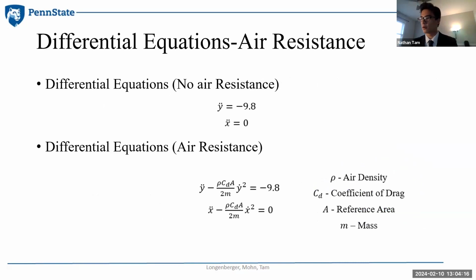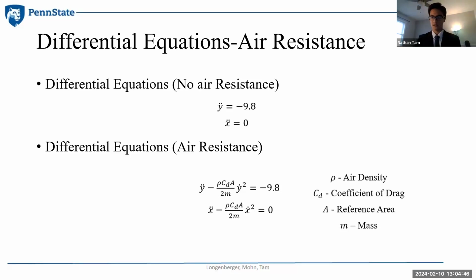So before we dive into the differential equations themselves, we need to address the idea of air resistance. Shown here, we have the general ordinary differential equations of kinematic motions without air resistance, the acceleration in the y direction being the acceleration of gravity, and no acceleration in the x direction. However, when we add air resistance, the differential equations become nonlinear and are affected by many constants, resulting in a more complicated set of kinematic equations.